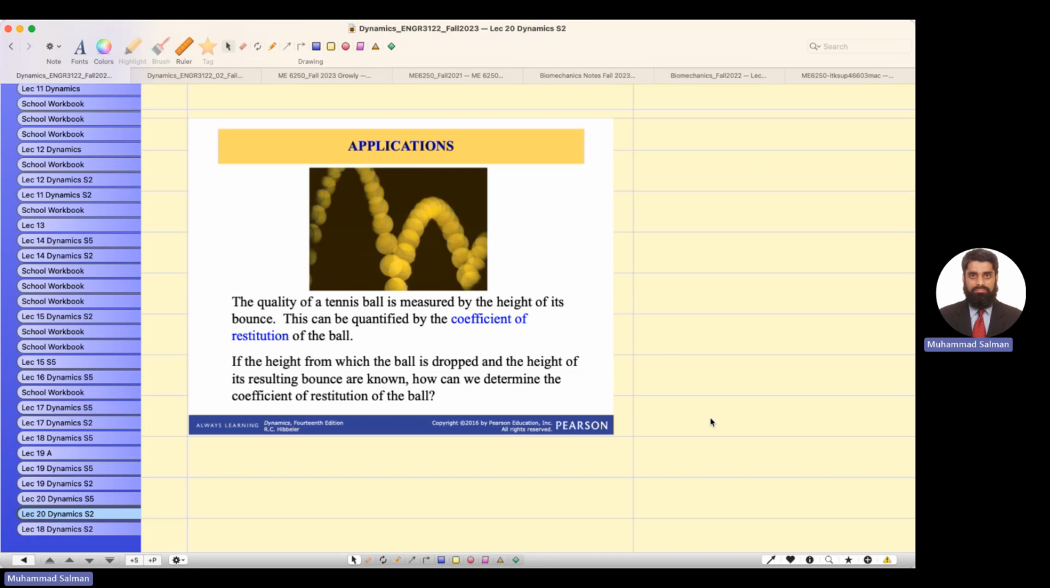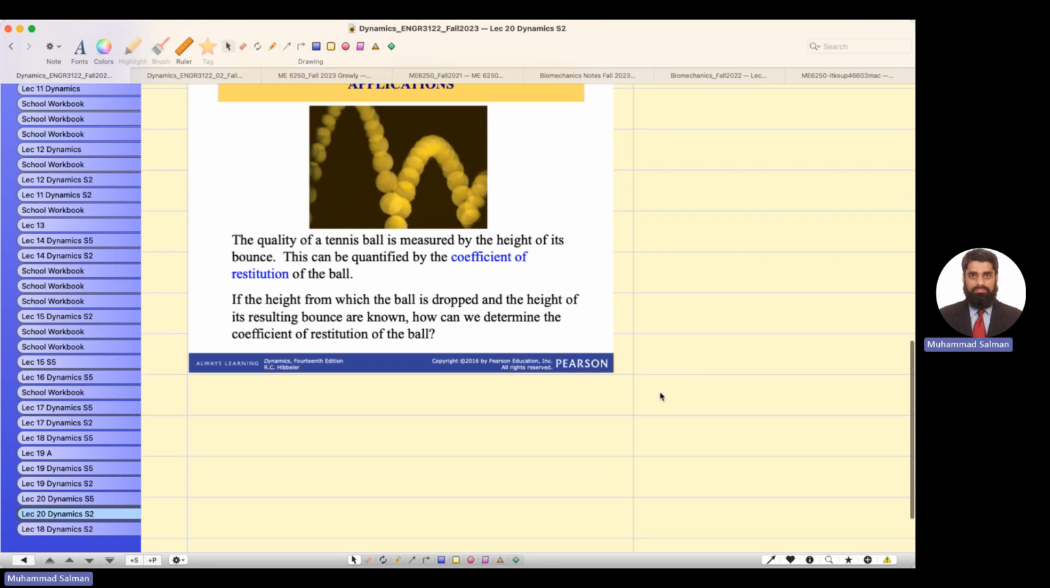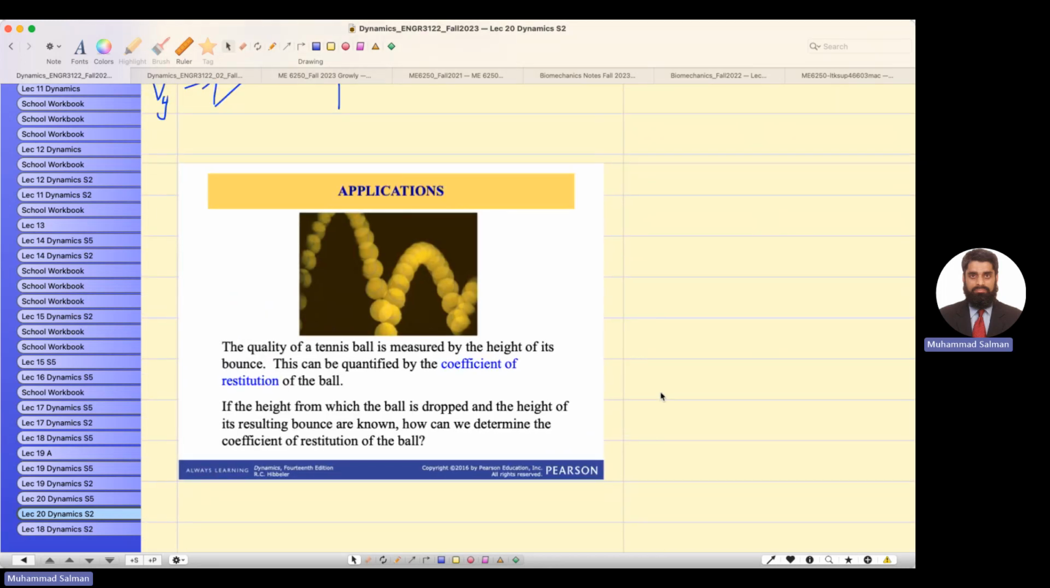Let's practice this. Today's lecture is kind of practice for that quiz. From the previous lecture, you see this is an example where the ball rebounds from the ground, and it does not go to the same height because some of the energy is lost to sound or heat. But the coefficient of restitution will determine the loss of energy.